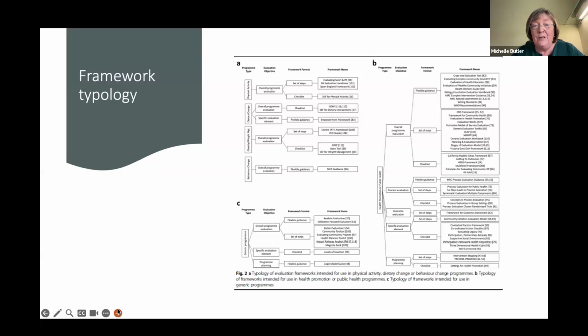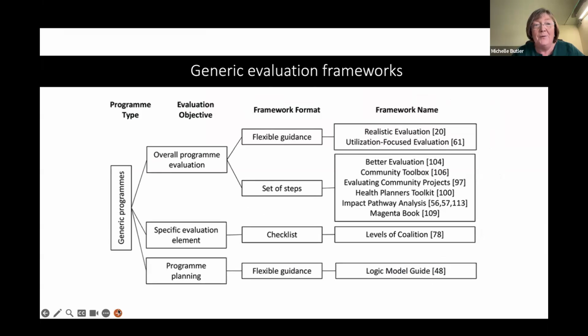And I've just blown up C there again, just to show you a little bit more. So for these generic programs, you can see there's different types of evaluation objectives. So one might be an overall program evaluation, one might be a specific evaluation element, and the third might be around program planning. So they've identified different frameworks that can be useful for that. I'm going to focus a little bit on the logic model because I've used those myself. I found them really useful, as just an example of a framework.